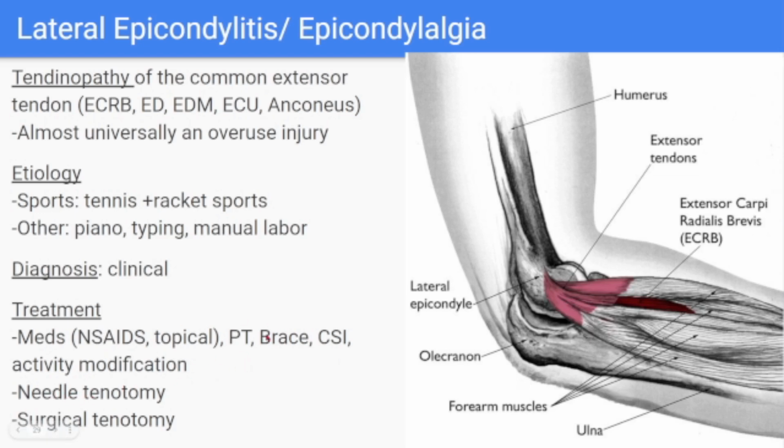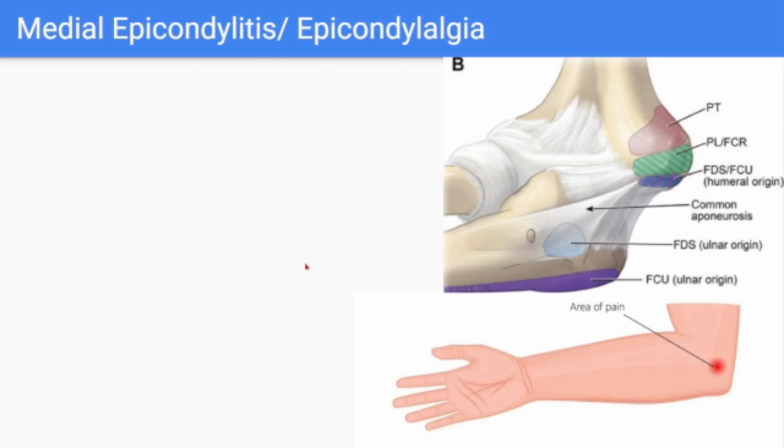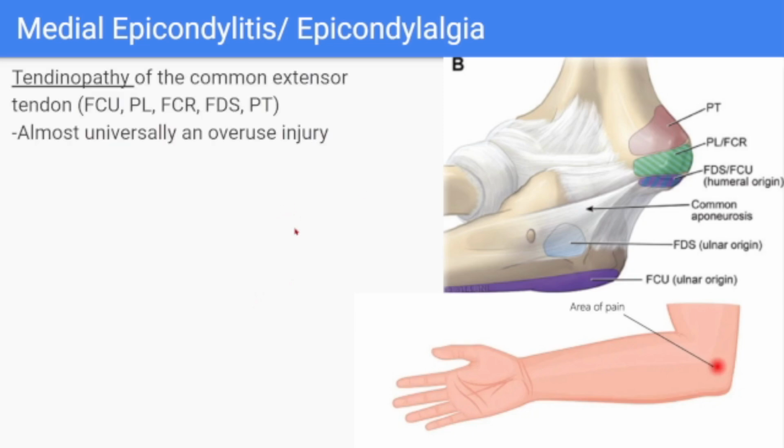And then if you're not getting better with a significant amount of this, right? If you're really refractory, then you can do a needle tenotomy. You can do a surgical tenotomy. You have a lot of options for sort of third or fourth line. Medial epicondylitis is the mirror image of this, right? So it's on the medial epicondyle. People call it golfer's elbow.